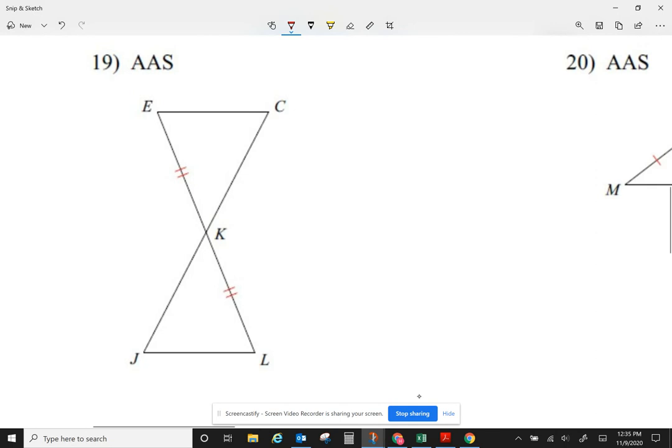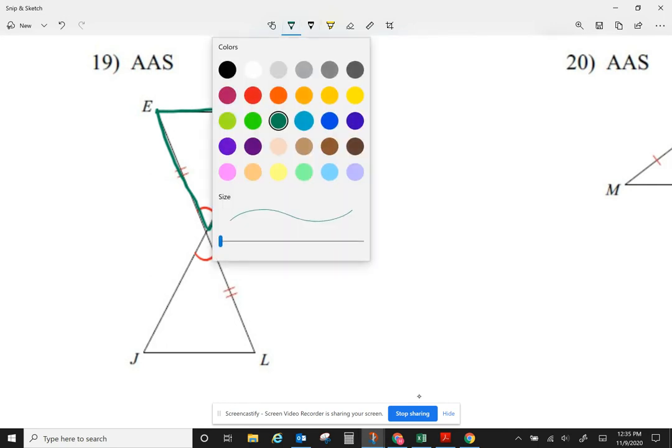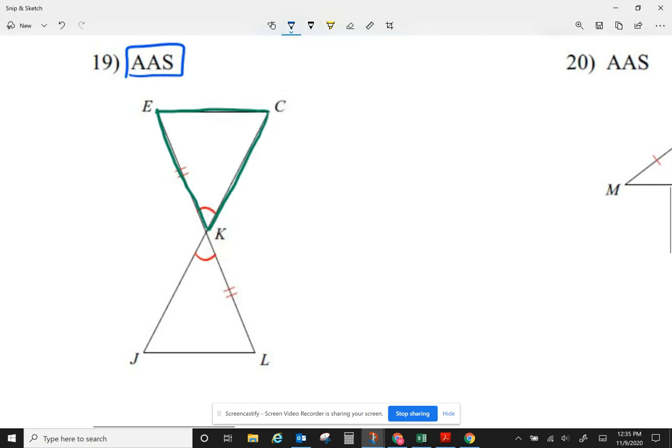First, mark anything that you can legally do. Remember, you can mark a side if both triangles use the side. You can mark an angle if they form an X. Then, take a look at one triangle. I'm going to take a look at this triangle. Now, here, I need angle, angle, side. I need 2 angles and the side not in between the angles.